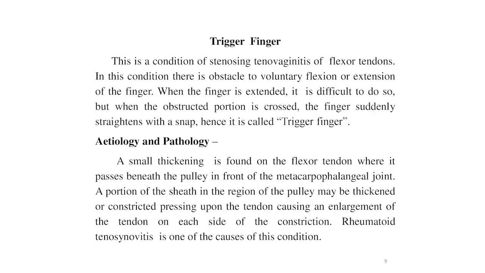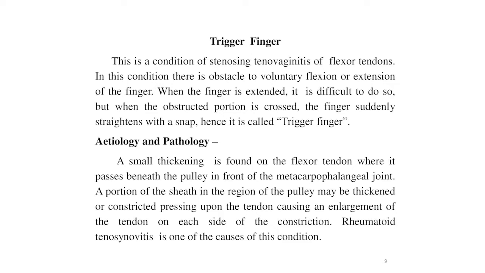Now the next point of this lecture is the trigger finger. This is a condition of stenosing tenosynovitis of flexor tendons. In this condition, there is an obstacle to voluntary flexion or extension of the finger. When the finger is extended, it is difficult to do so, but when the obstructed portion is crossed, the finger suddenly straightens with a snap, hence it is called trigger finger.